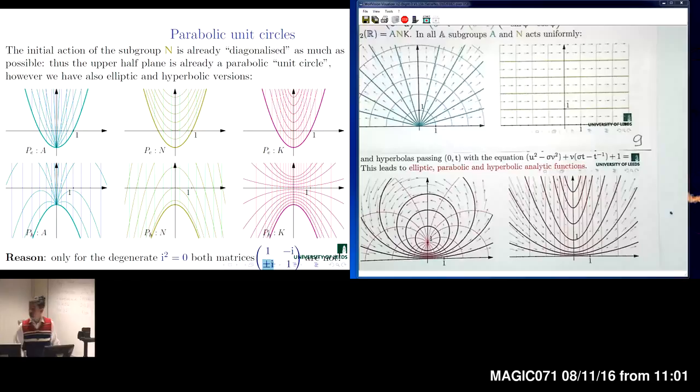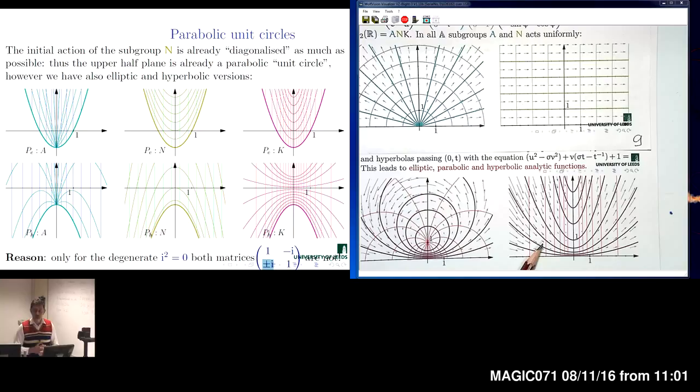The subgroup A. In that diagram our orbits are from subgroup N. Parallel lines become concentric parabolas here. And then subgroup K here again produces a certain selection of parabolas. From this one we move to the parabolic flavor.